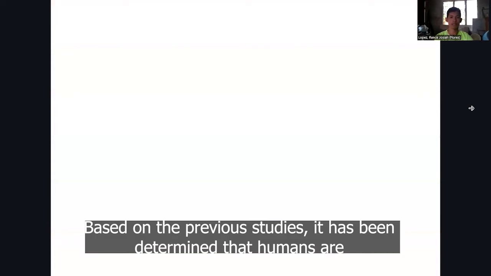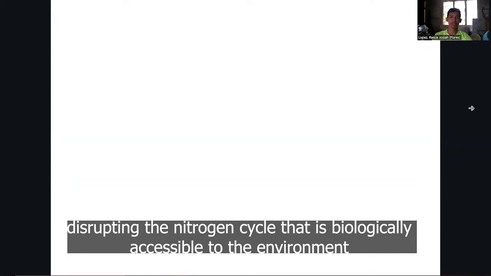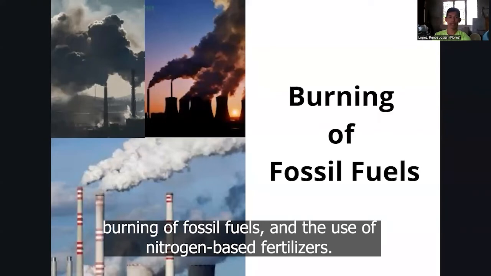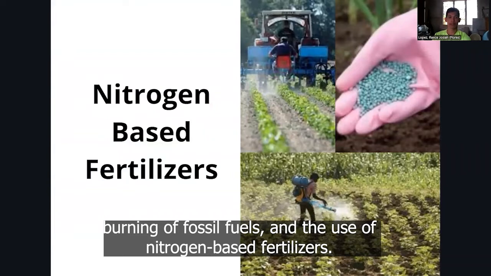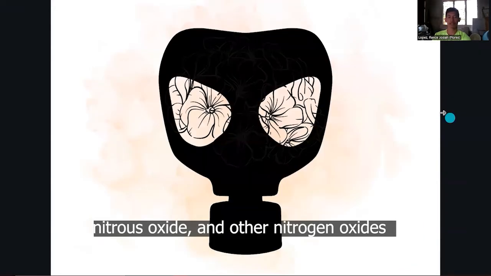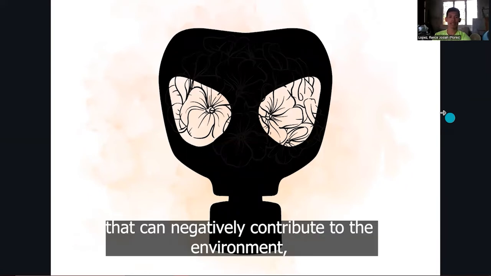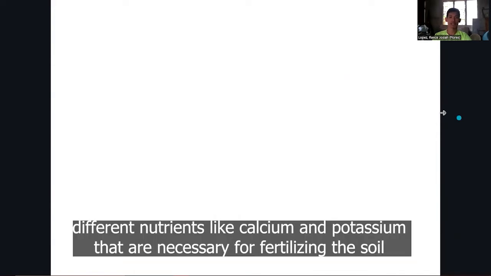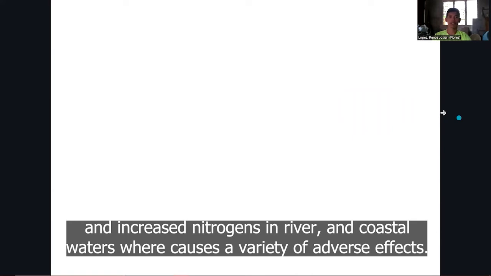Based on previous studies, it has been determined that humans are disrupting the nitrogen cycle that is biologically accessible to the environment, which is rising as a result of the burning of fossil fuels and the usage of nitrogen-based fertilizers. Human interference to the nitrogen cycle will increase the levels of greenhouse gases, nitrous oxide, and other nitrogen oxides that can negatively contribute to the environment, which decreases the levels of different nutrients like calcium and potassium that are necessary for fertilizing the soil, waters in streams, and increases nitrogen in river and coastal waters where it causes a variety of adverse effects.